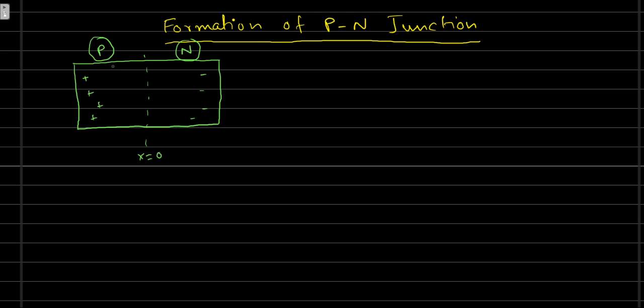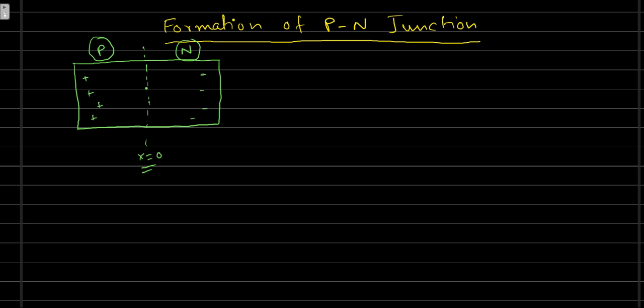Now a PN junction is formed when we have a piece of semiconductor where one side is p-type doped and the other side is n-type doped. This region, the mid portion, we can say is the junction region. That means this imaginary line separates the p region from the n region, and let x equal to 0 be the junction point.